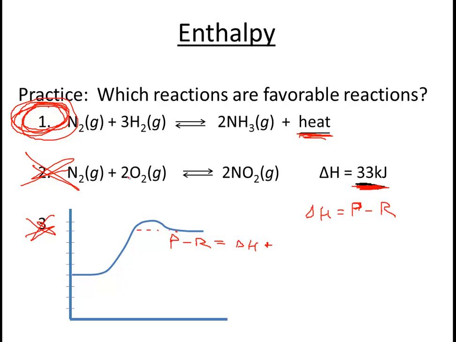This next one, we have N2 plus O2 going to NO2. Now, we would look at our delta H over here, and it is a positive 33 kilojoules. Remember, our delta H is products minus reactants. If we have a positive delta H, that must mean that our products have a lot more energy than our reactants. And if our products have a lot more energy, it is not favorable. The next one is a potential energy diagram showing that our reactants down here have a lot less energy than our products up here. So this one is, again, not favorable.